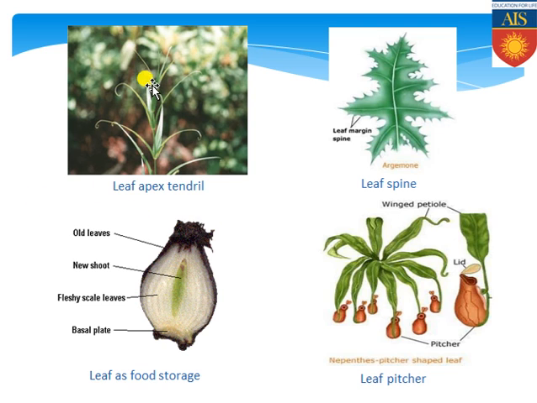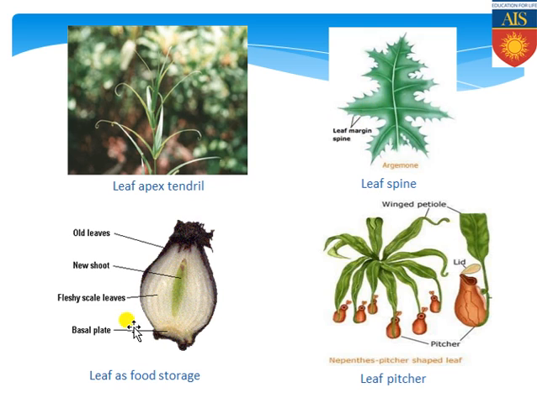This is the leaf apex portion which has actually got coiled or rolled to form the tendril. This is the photograph of the leaf spine, where the marginal portion of the leaves is getting spinous. It is obviously present in xerophytic plants like Opuntia, and due to the presence of the spines along the margin of the leaf, this specific type of leaves are not eaten by herbivorous animals. In this manner they are giving protection to their body, the plants.